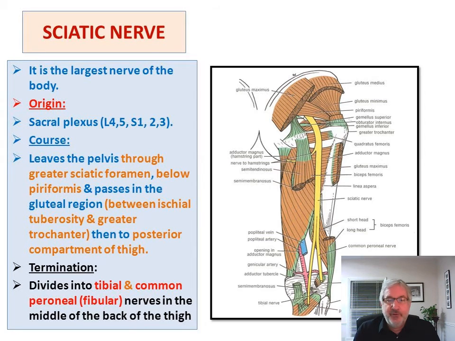And this is the largest nerve in the body. Sciatic nerve comes from L4, L5, and S1 through S3, and it leaves through the greater sciatic notch or greater sciatic foramen. It goes below the piriformis, which is here, that muscle that's going across here. So it goes underneath that. So you can have compression by the piriformis on the sciatic nerve, and if you had compression there, then you would have radiating pain all the way down your leg.